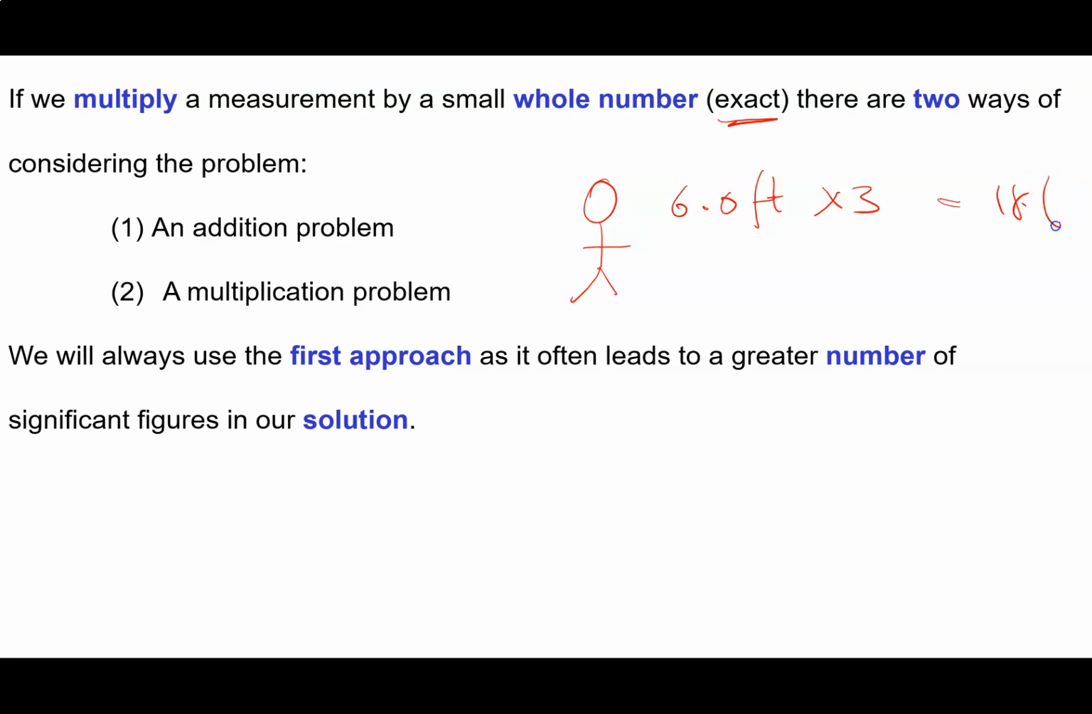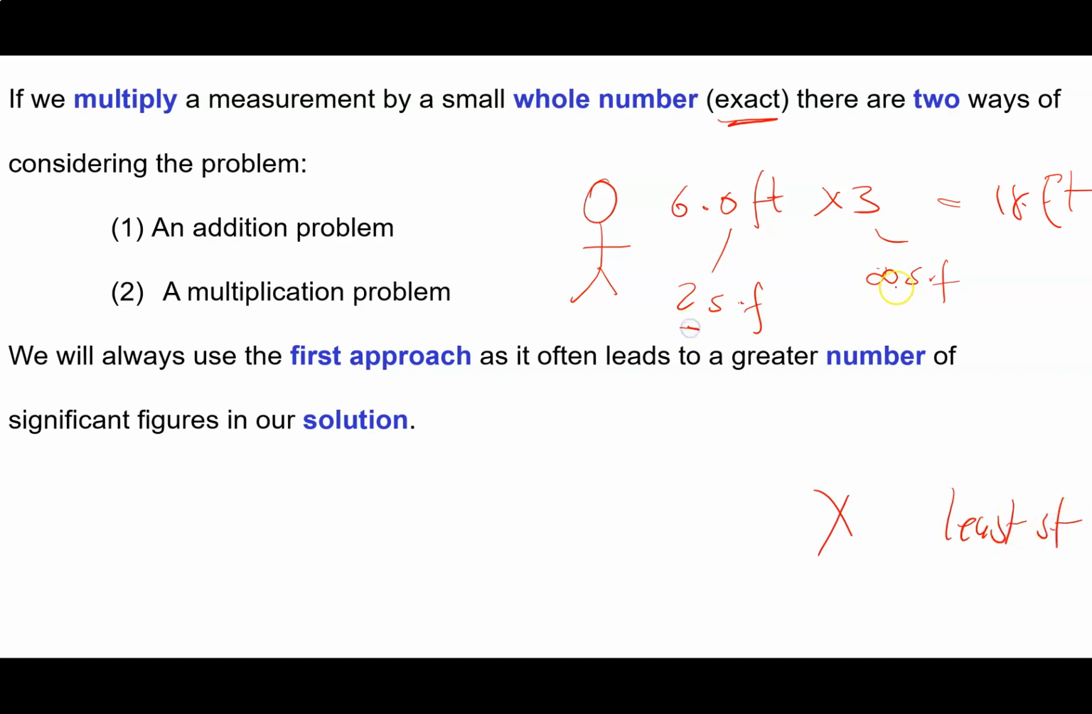I've got to be careful here. Almost gave the answer away. 18 feet. All right. And that's exact, so it's got infinity sig figs. And that's a measurement, so it's got 2 sig figs. So the sig figs rule for multiplication is you've got to go with the least sig figs.